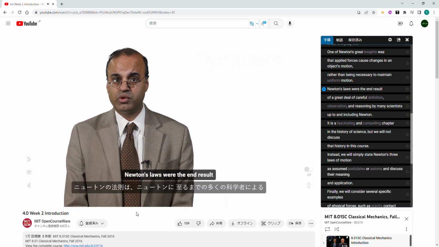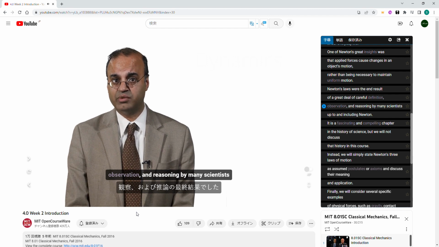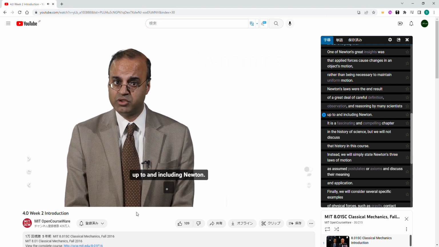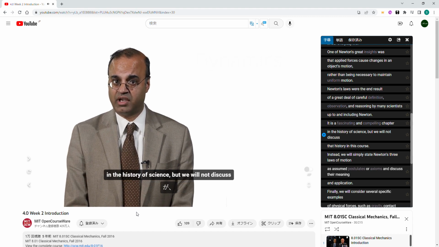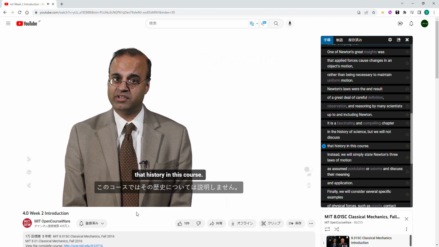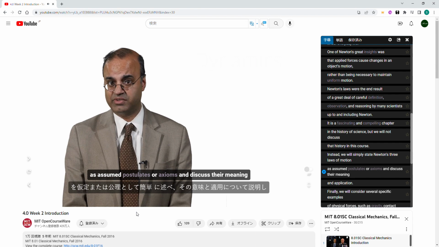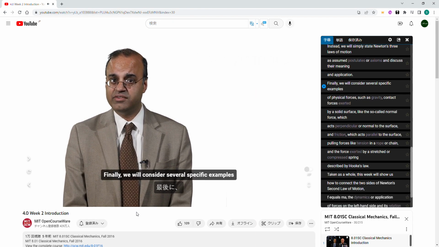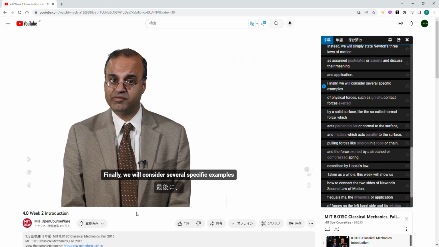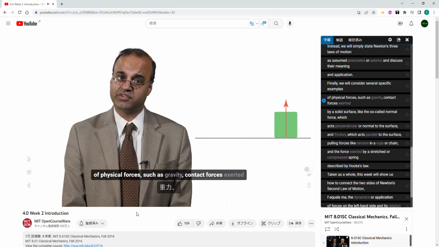Newton's laws were the end result of a great deal of careful definition, observation, and reasoning by many scientists up to and including Newton. It is a fascinating and compelling chapter in the history of science, but we will not discuss that history in this course. Instead, we will simply state Newton's 3 laws of motion as assumed postulates or axioms and discuss their meaning and application.